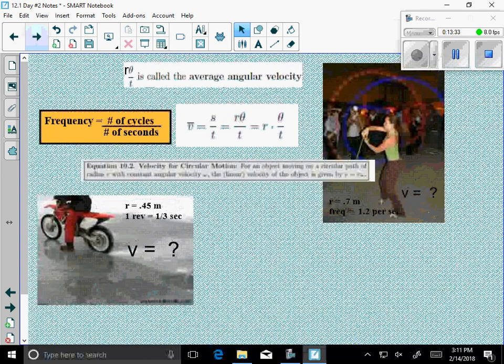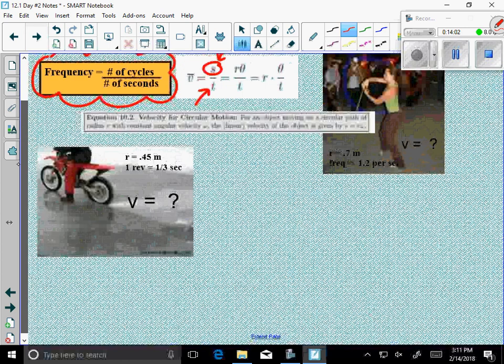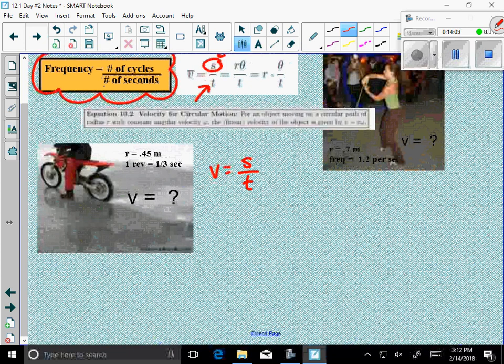All right, now we get to this idea of angular velocity, or velocity for circular motion. Okay, frequency, as you see right here, is just number of cycles over number of seconds. So let me get into that here and see if we can make sense of that. So number of cycles is just distance, and distance is distance along the edge of the circle, which is arc length. Time is t. So let's get into this first one here. Okay, so if velocity equals arc length over t, how in the world would I find arc length, and how would I find t?